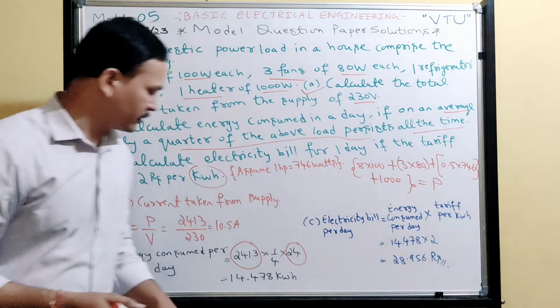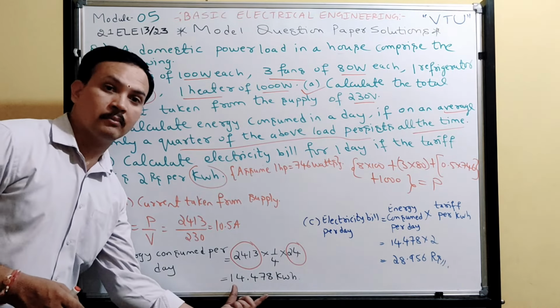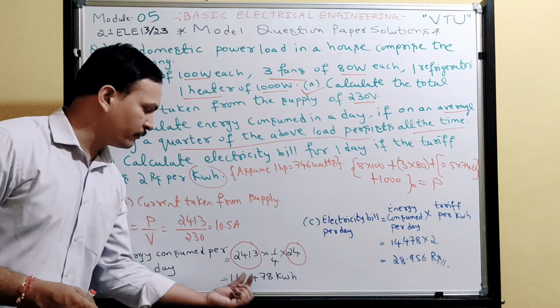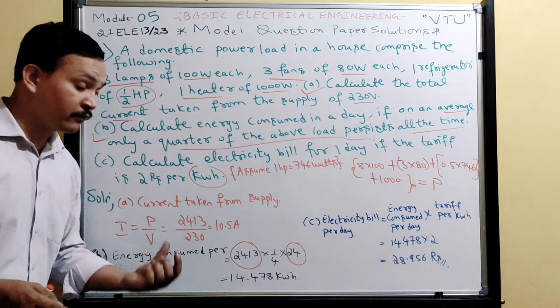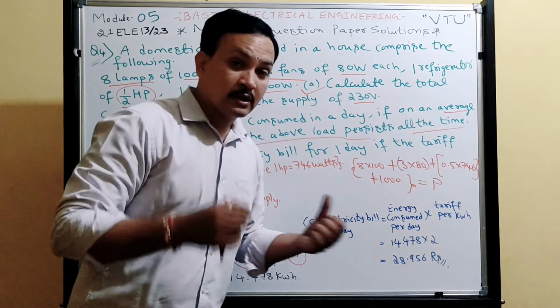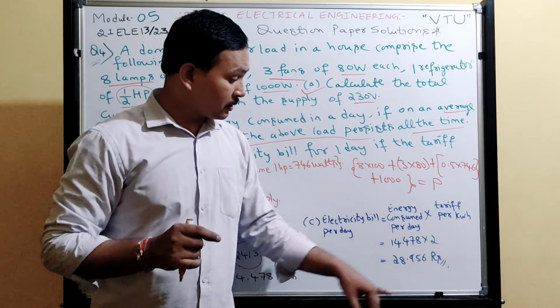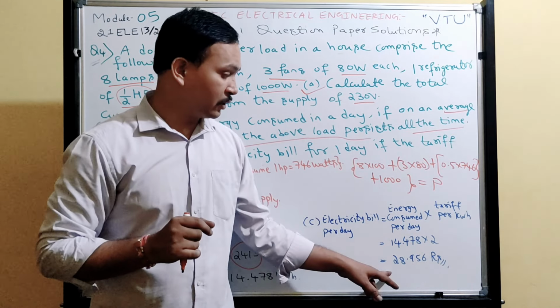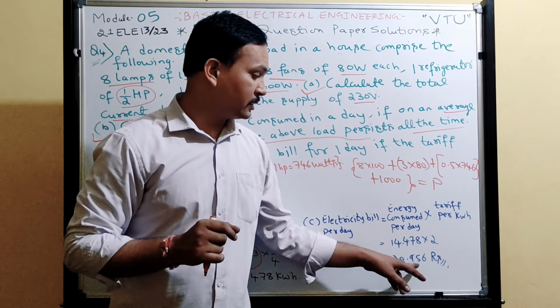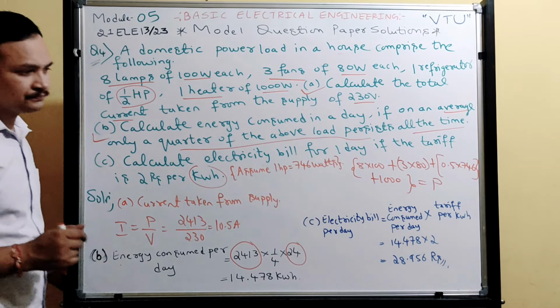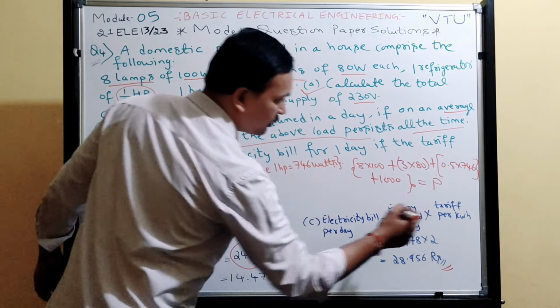Energy consumed per day is how much? Per day this much energy is consumed: 14.478 kilowatt hour, or 14.478 units. What is the cost of 1 unit? 2 rupees. Multiply this and you will get the cost per day: 28 rupees 95 paise, 28.95 rupees. So this is the final answer.